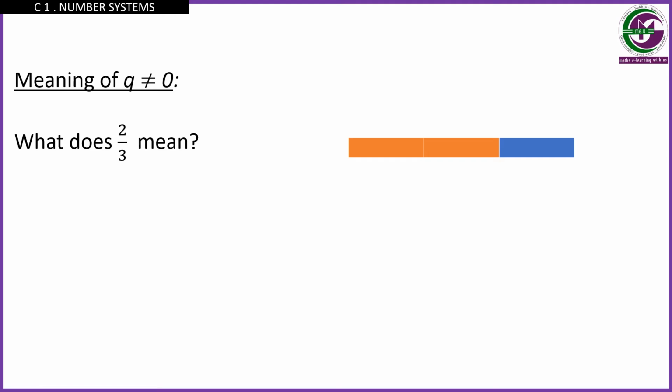Okay, now we just talk about why we can't have the denominator 0. Consider a situation when you have a bar which has 3 parts, 3 blue parts, and you are asked to color 2 parts orange. So here it's marked for you. So what part of this bar is orange? It is 2 by 3. There were 3 blue and 2 are orange.